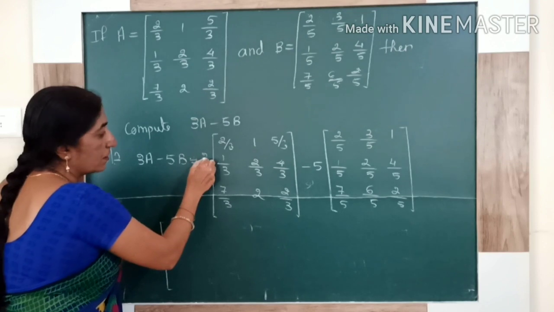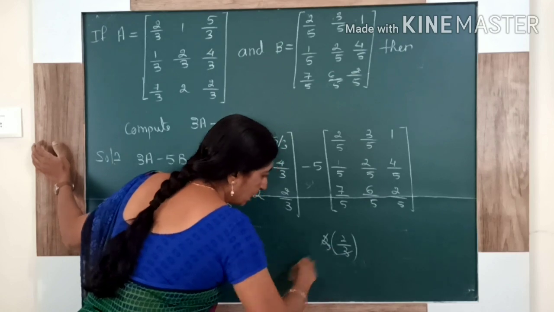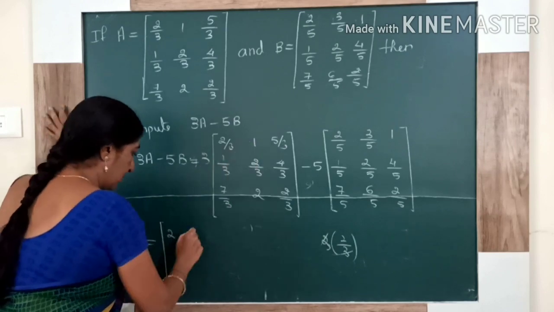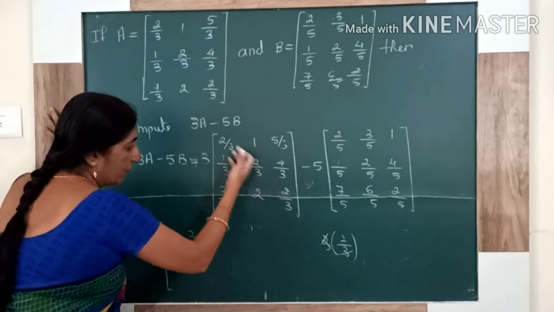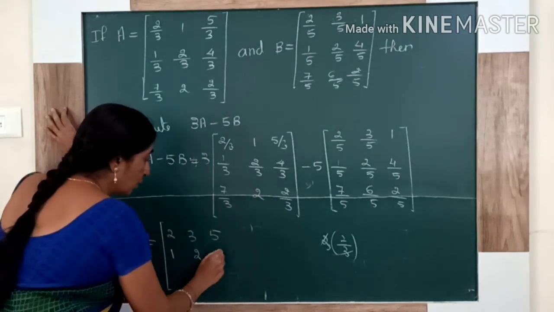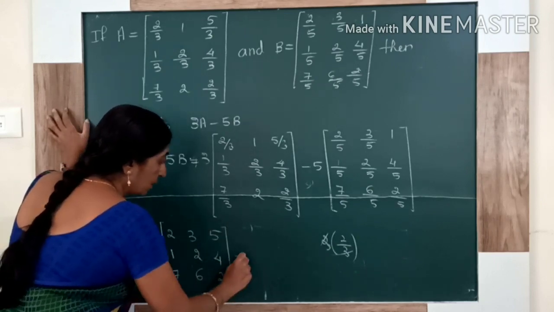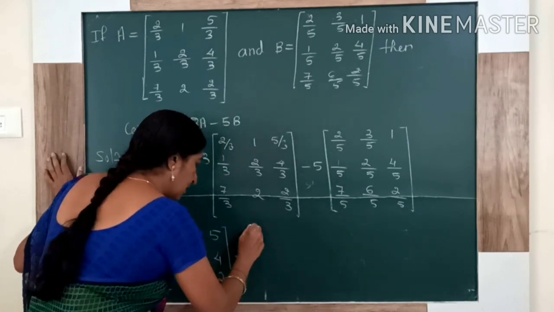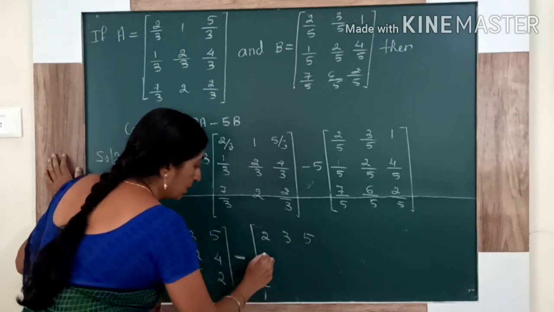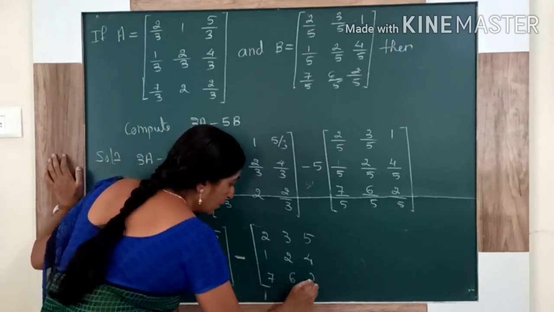See, tell me students, what is it? 3 into 2 by 3? 3 and 3 get cancelled. What is remaining? 2. This is just simple multiplication. 2 is remaining. This is 3, 5, because wherever there is a fraction with denominator 3, the 3 gets cancelled. See, every denominator is 3. 1, 2, 4, 7, 6 and 2. Minus, keep minus as it is. Take only 5 inside: 2, 3, 5, 1, 2, 4, 7, 6, 2.